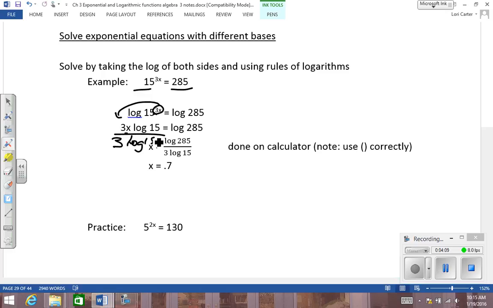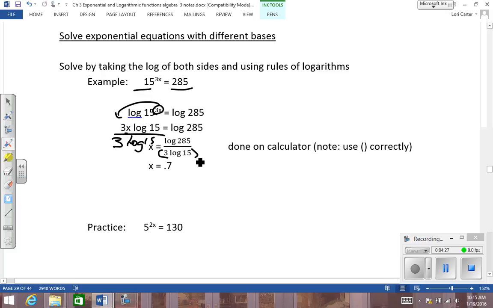Okay, when you type this in your calculator, how do you have to be careful? Make sure you use parentheses around the logs. You need parentheses around the 3. You have to put the parentheses here, and then you run the whole thing. How do you do it?